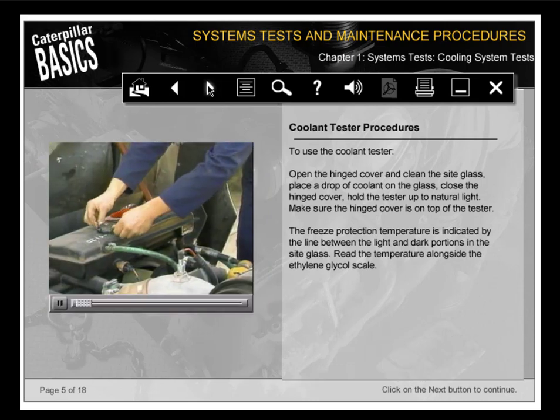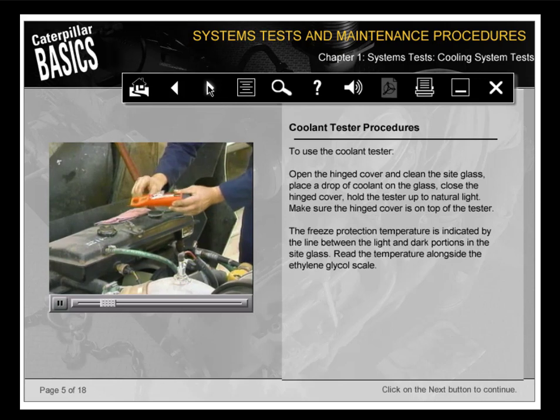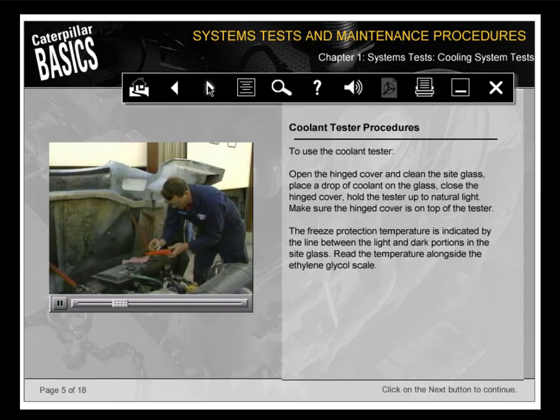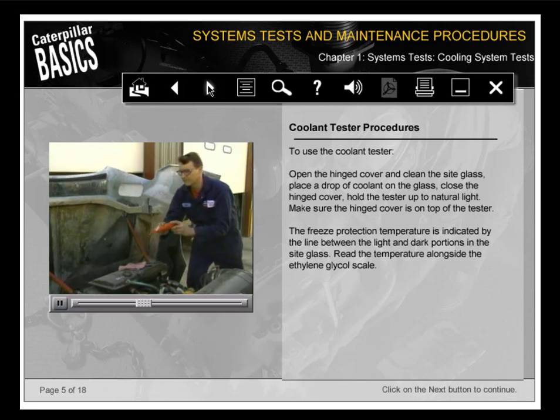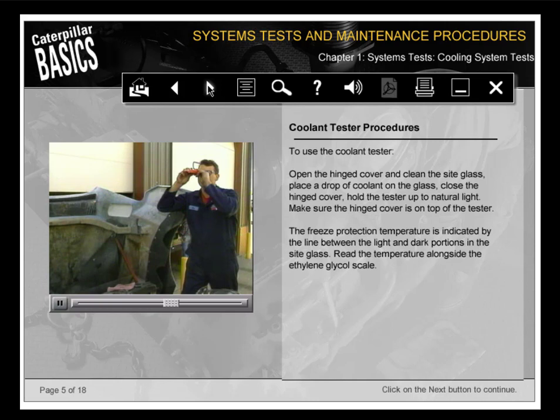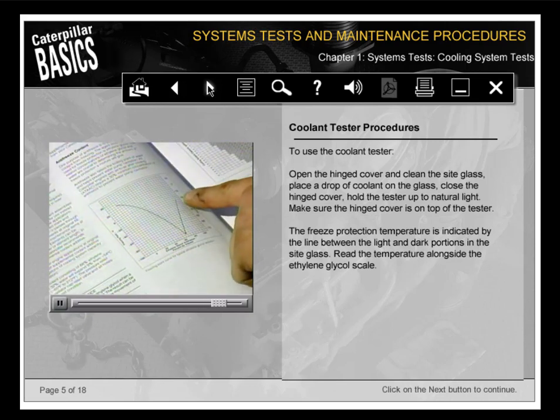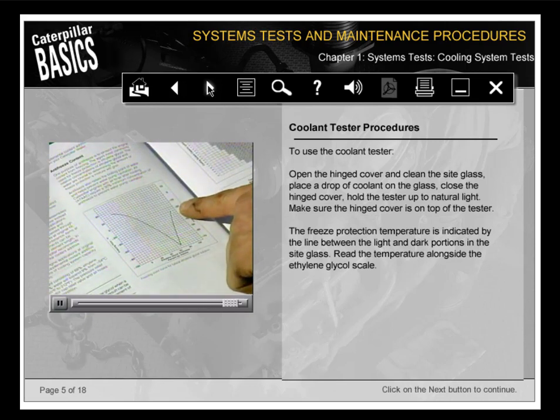To use the coolant tester, open the hinged cover and clean the sight glass. Place a drop of coolant on the glass. Close the hinged cover. Hold the tester up to natural light. Make sure the hinged cover is on top of the tester. The freeze protection temperature is indicated by the line between the light and dark portions in the sight glass. Read the temperature alongside the ethylene glycol scale.